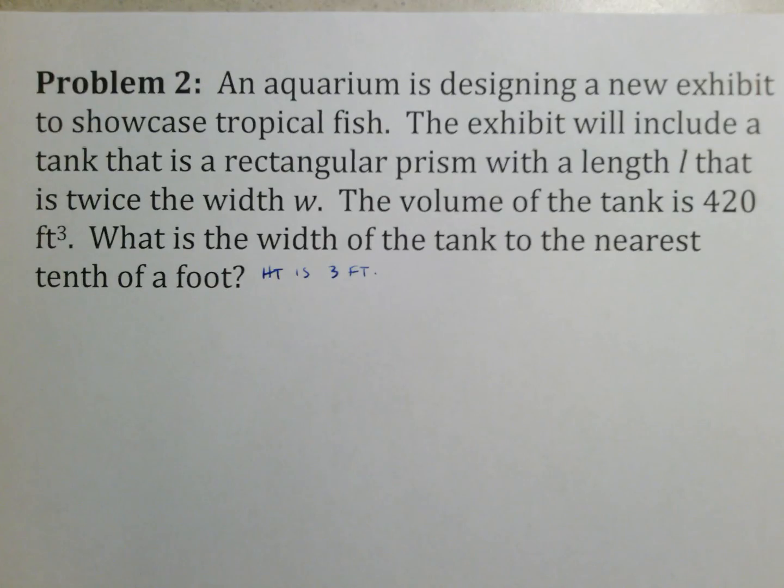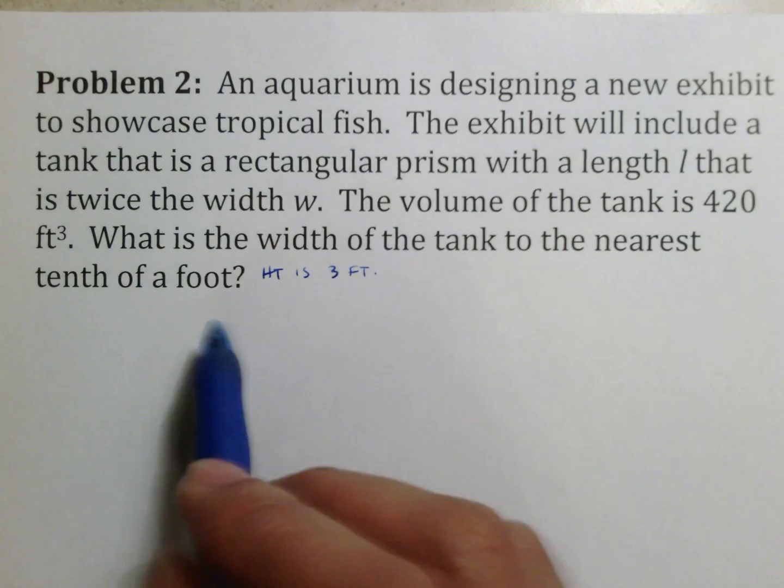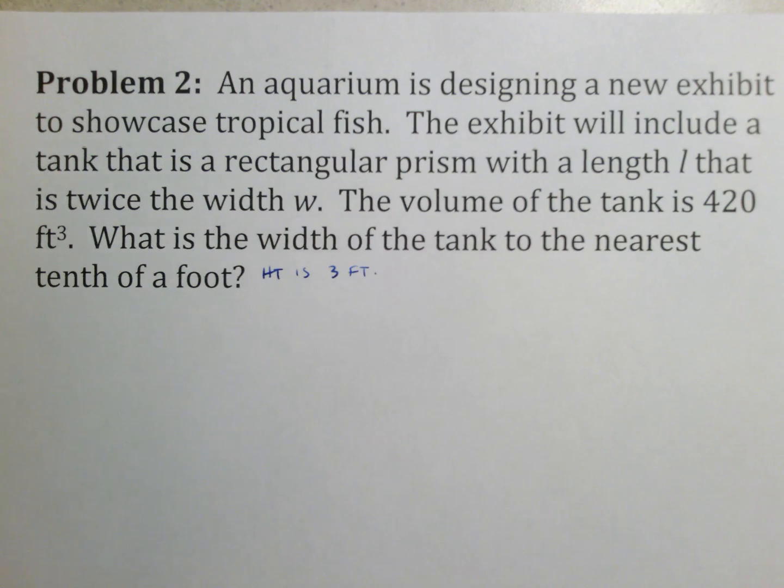An aquarium is designing a new exhibit to showcase tropical fish. The exhibit is going to include a tank with a rectangular prism with a length L that is twice the width W. The volume of the tank is 420. What is the width to the nearest tenth of a foot? And of course, in the picture that you don't see in the book, the height is 3 feet.